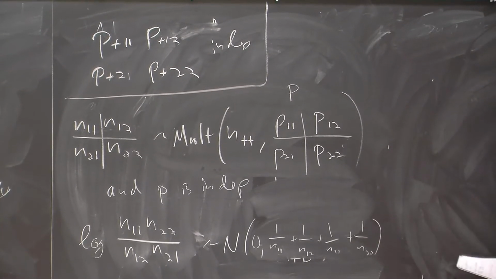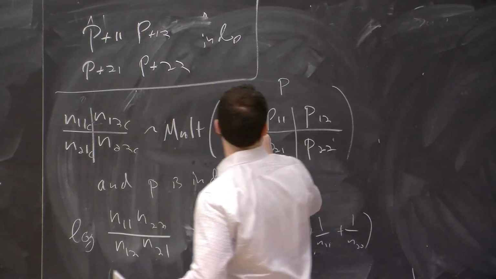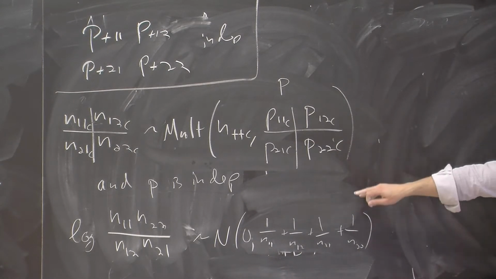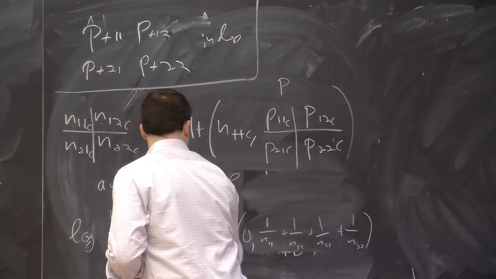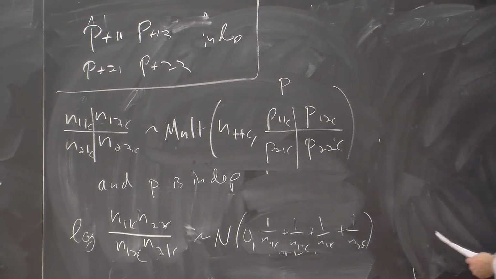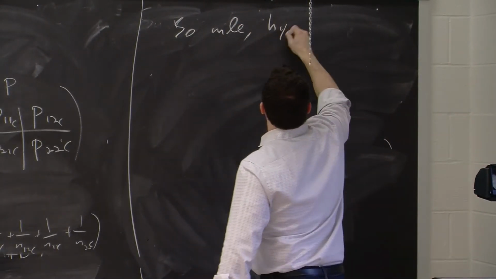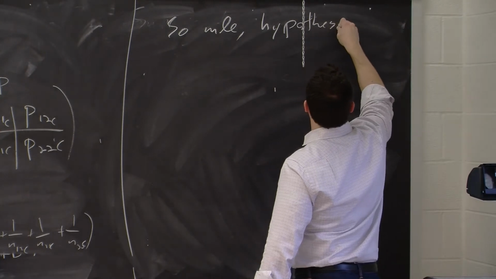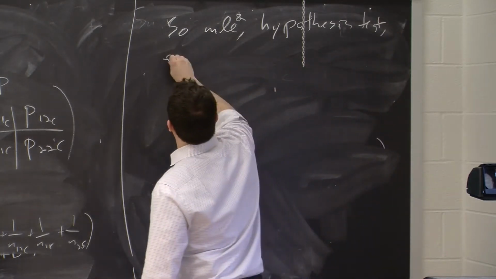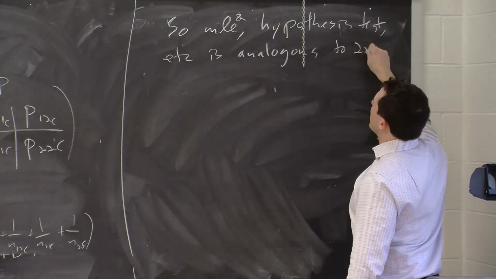So nothing about that statement, as I said, changes when I add, say, a letter here, like C. So now I just told you how to test for conditional independence, right? It's just another table. So the philosophy for doing hypothesis tests and for constructing maximum likelihood estimates is analogous to the 2x2. This is for the independence model.